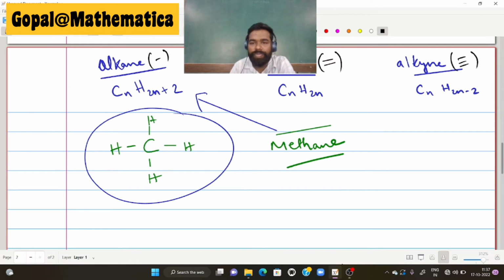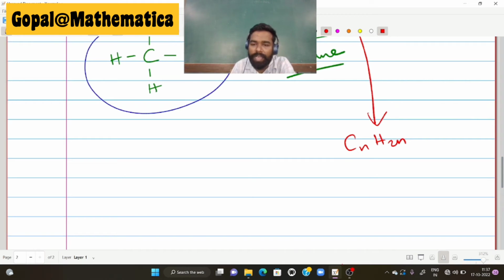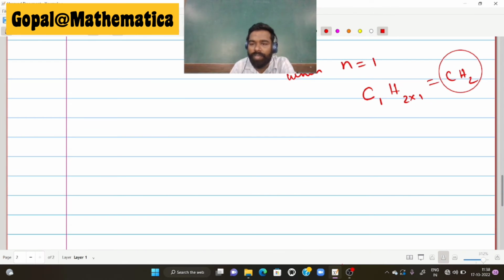So let us see whether we can form the first alkene and first alkane with one carbon or not. So this is our question. So I'll take this formula CnH2n, and if I take here n equal to 1, what do we get? We have C1 and H2 into 1, that is CH2. So we'll try to make a structure and let us see whether we are able to do this or not.